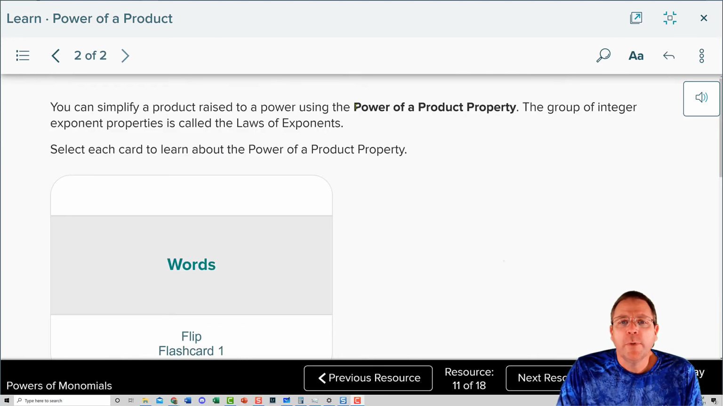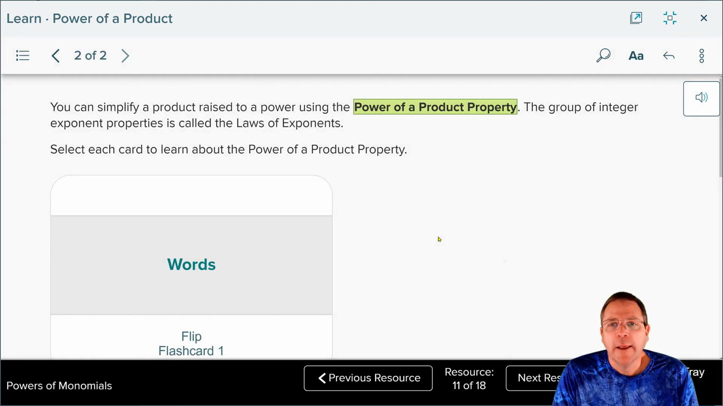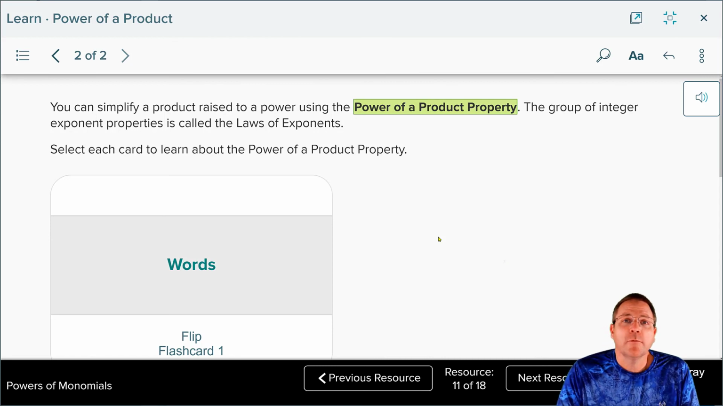Now this looks like a good place to end part 1 of this lesson. When we come back, we're going to work on defining the power of a product property and doing some practice problems involving it.